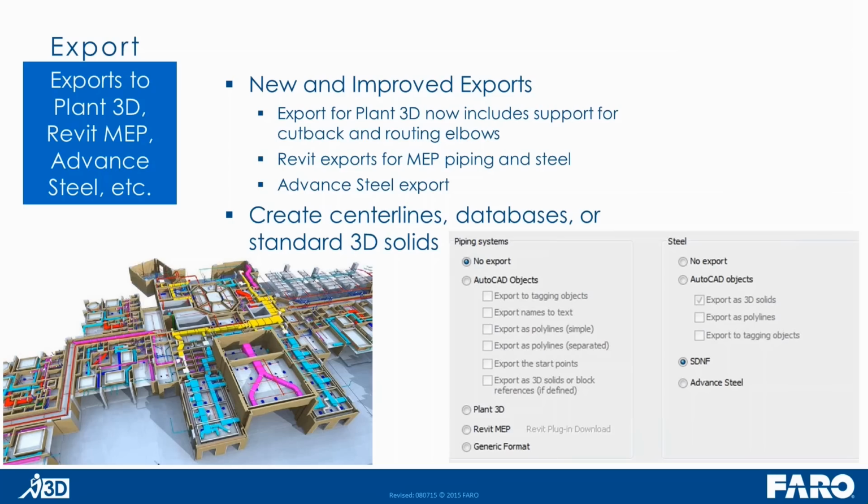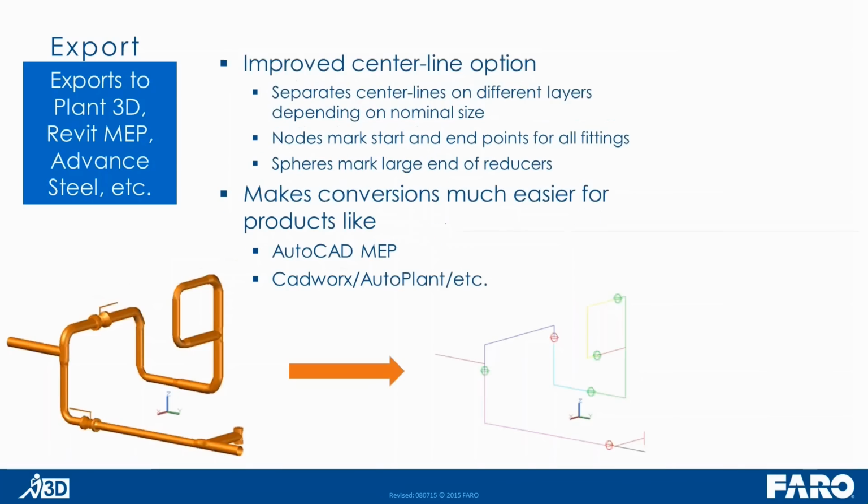We've actually included cutback and routing elbow support for Plant 3D. We also have the Revit MEP export, and then this is something we're extremely excited about, and you'll see it in a later portion, but we have the ability to create advanced steel objects. As was the case before, you can create your center lines, you can do your standard 3D solids. We've actually changed the center lines up a little bit, and we'll touch on that right now.